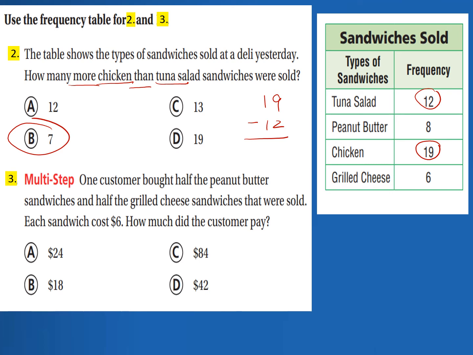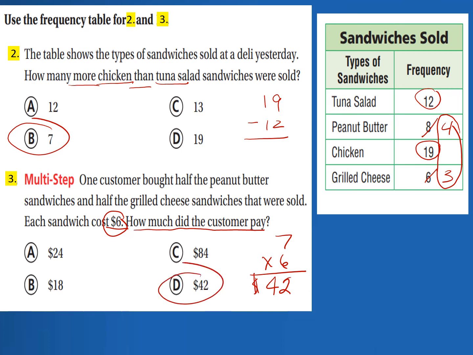Second question here. One customer bought half the peanut butter, that's 4, and half the grilled cheese, that's 3. Each sandwich cost $6. How much did the customer pay? So 4 plus 3, they bought a total of 7 sandwiches. And each sandwich cost $6. So that gives me a total of $42. All right?